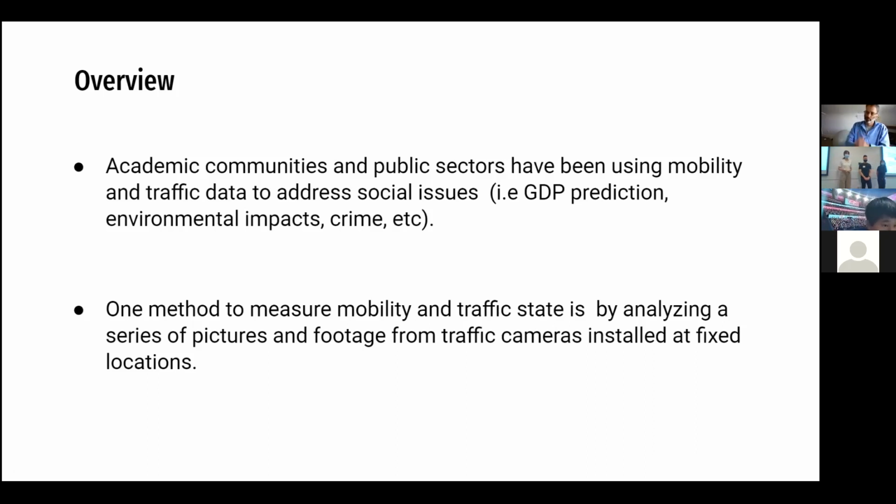Academic communities and public sectors have been using mobility and traffic data to address social issues such as GDP prediction, environmental impact, and crime, and so forth. And one method to measure mobility and traffic state is by analyzing a series of pictures and footage from traffic cameras installed at fixed locations.